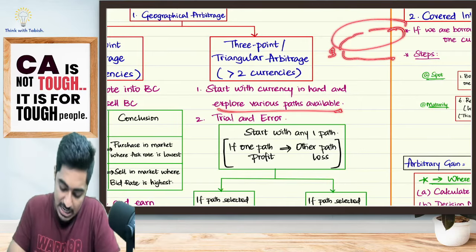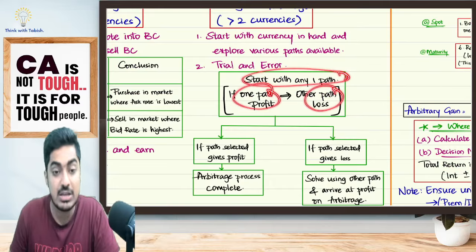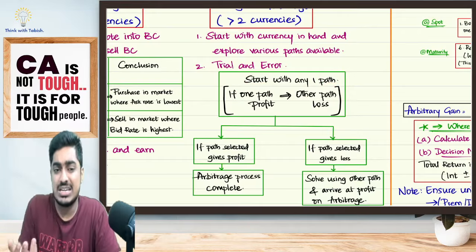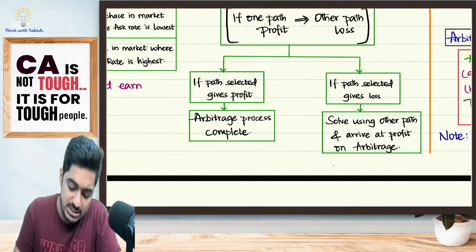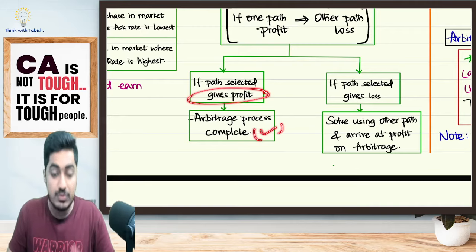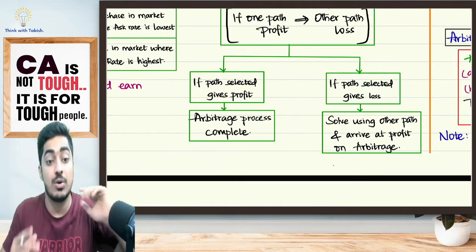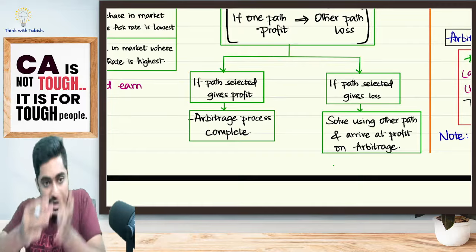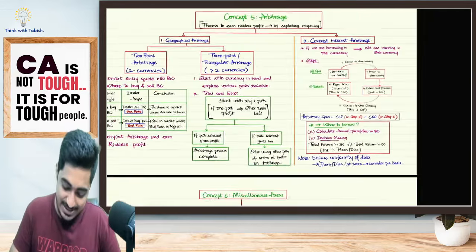Now, start with any one path. You now understand that if in one path there is profit, in the other path there is loss. So, how do I check? There is no way to check. It is random trial and error. Check with the first path. If your first path gives you profit, great. The arbitrage process is completed. You earned your profit. Go back home, sleep. But if the path selected is giving you loss, wait. You go to the other path and carry out the transaction. There you will be getting profit. Then you go back home and sleep. Is this clear, everyone?